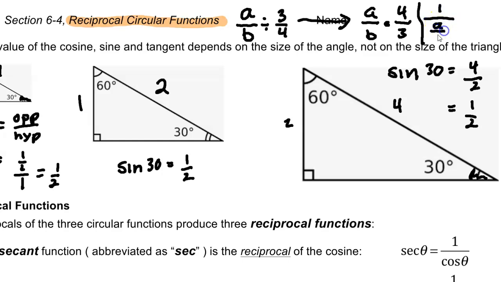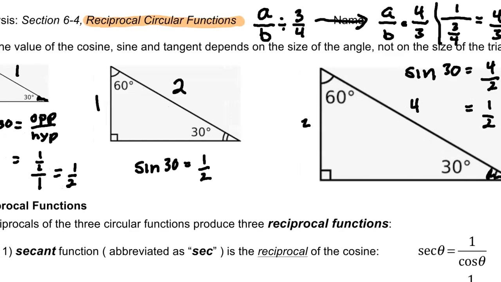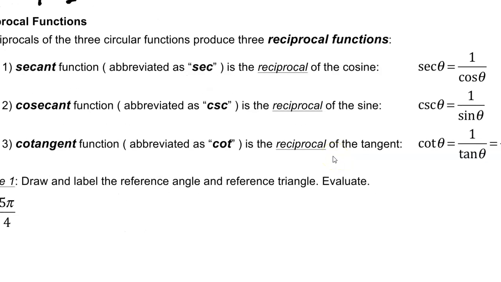So if I use 3/4, the reciprocal is 4 over 3. When you're asked to take the reciprocal, you could either just flip the fraction, or if that doesn't work, you can do 1 over the original, simplify it, and that'll give you an answer as well. So those are 2 approaches to doing the same thing. And our reciprocal functions are right here.